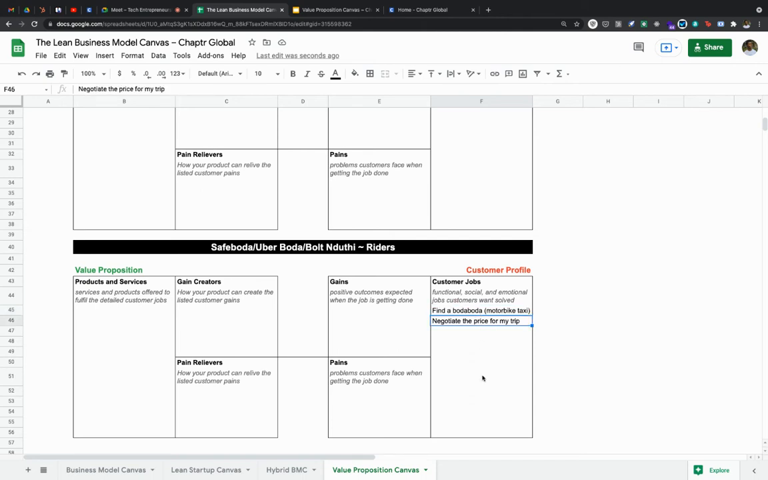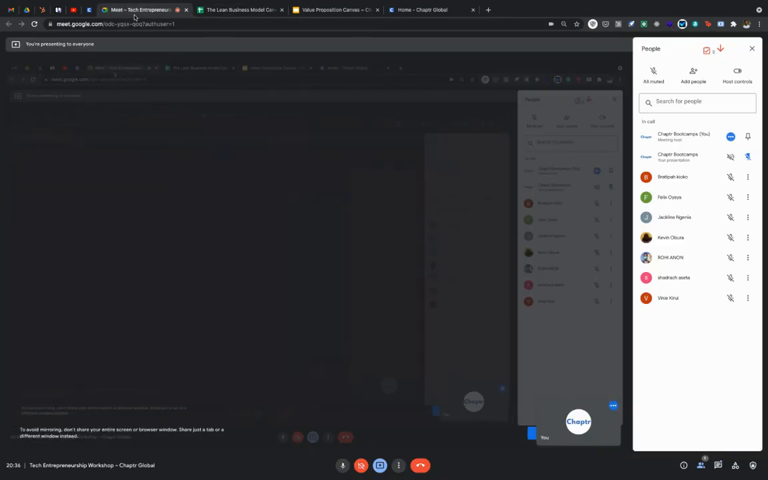The second thing is the moment you find a boda boda, you want to negotiate the price for your trip. Oh no, 200 is too expensive, make it 150, something of that sort. After negotiating the price for your trip, what would be the next thing you'd want to do, Felix? So think about it. There's no Safe Boda. There's nothing. I'm thinking from a very customer perspective, based on the problems they solve without me as a startup existing.